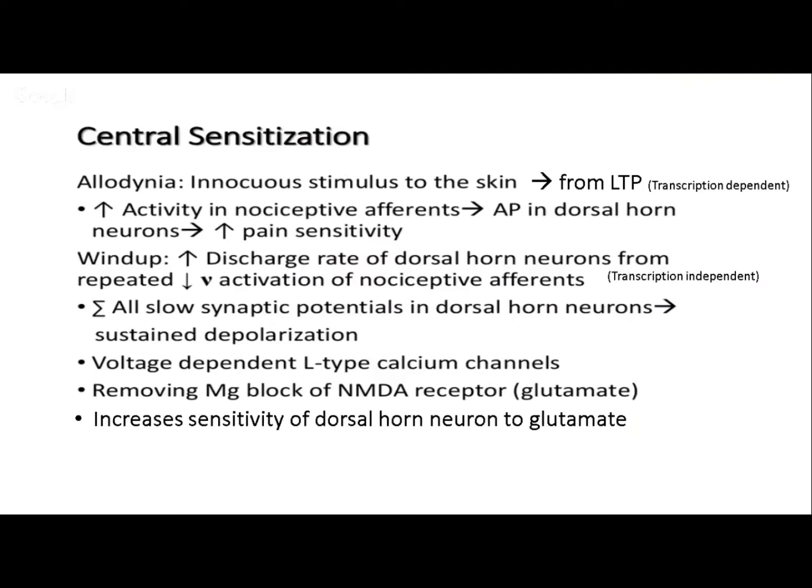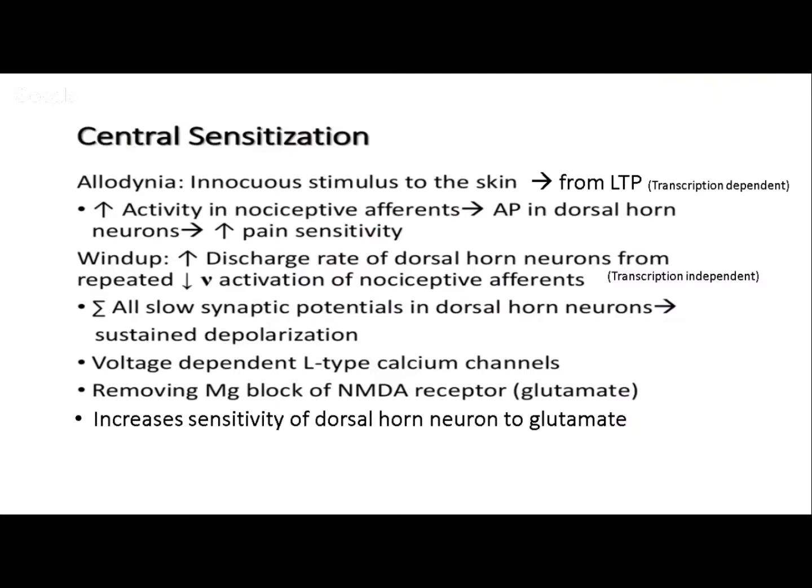Like for instance, in people who had sunburn was the example that they gave, but the other example is patients who have like the reflex sympathetic syndrome. That also seems to be related to this hyperalgesia. The allodynia is when there's an innocuous stimulus to the skin, and that results in increased perception of pain sensitivity. So this results from long-term potentiation. There's increased activity in the nociceptive afferents, and then action potentials in the dorsal horn and pain sensitivity. We don't quite know why that occurs, but that occurs and results in allodynia.